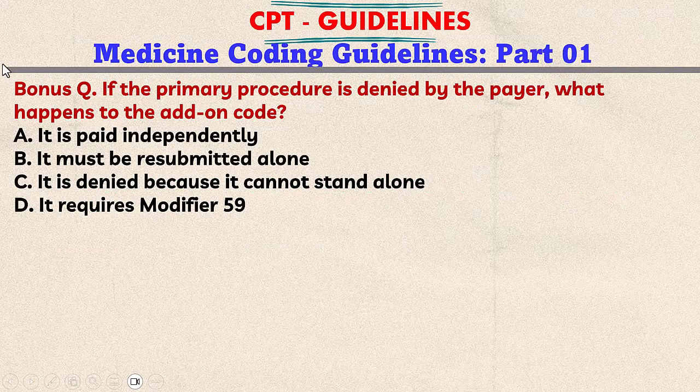Bonus question. If the primary procedure is denied by the payer, what happens to the add-on code? A. It is paid independently. B. It must be resubmitted alone. C. It is denied because it cannot stand alone. D. It requires modifier 59. So think the answer and leave the answer with the rationale in the comment section.